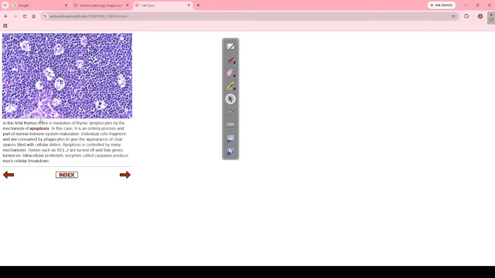This is fetal thymus, and there is involution of thymic lymphocytes by the mechanism of apoptosis. Here also you can see similar cases. It is an orderly process, and it is also normal immune maturation. Apoptosis is controlled by many genes. One of those is BCL2, which is turned off, and the BAX gene, which is turned on. Several genes influence apoptosis, and you have to learn about all of them. And there are also caspases, which are enzymes which cause the breakdown of the cells.